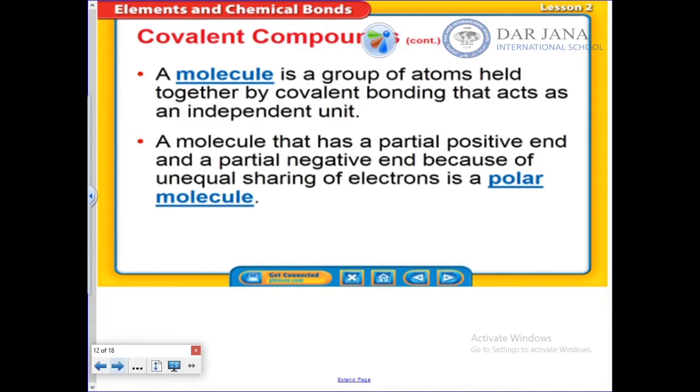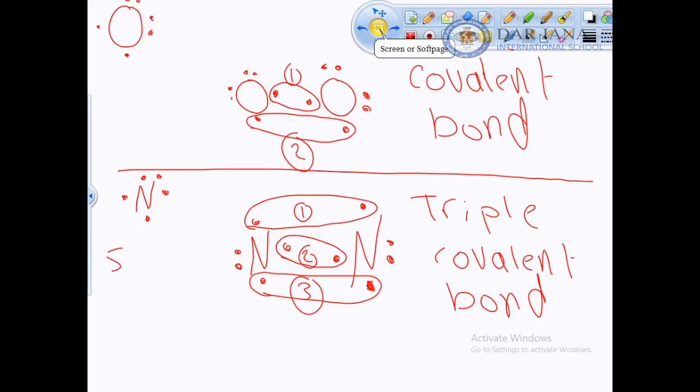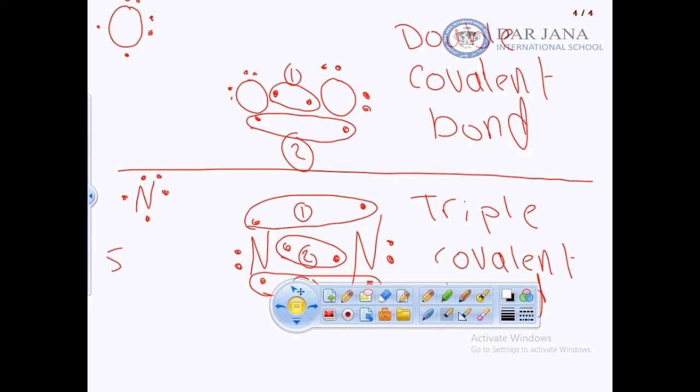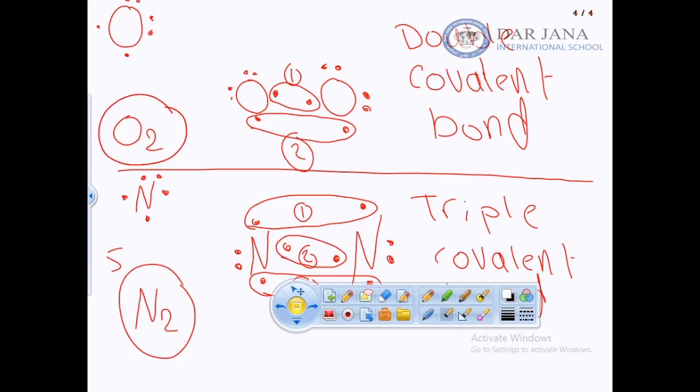Now, when we are speaking about a covalent bond, or a bond in general, it leads to the formation of molecules or of compounds. For example, the bonds we did here, we can say that when we have the bond between oxygen and oxygen, it forms a molecule. It's O2 now. Nitrogen, it's N2 because it's made up of 2 nitrogen atoms. This is 2 oxygen atoms.